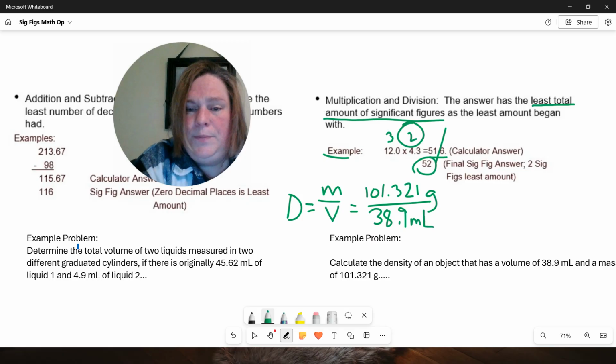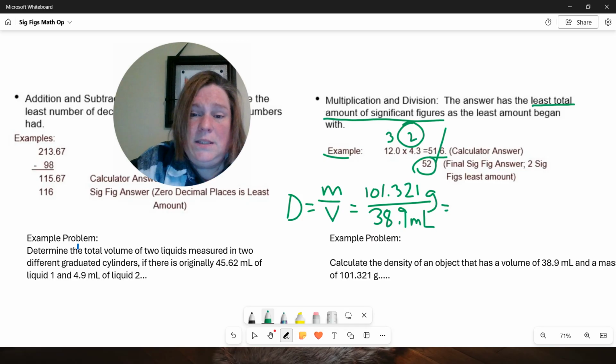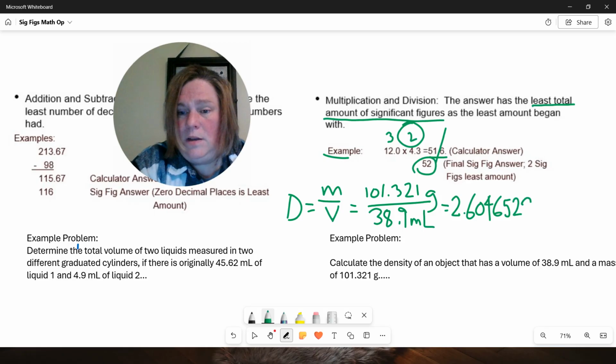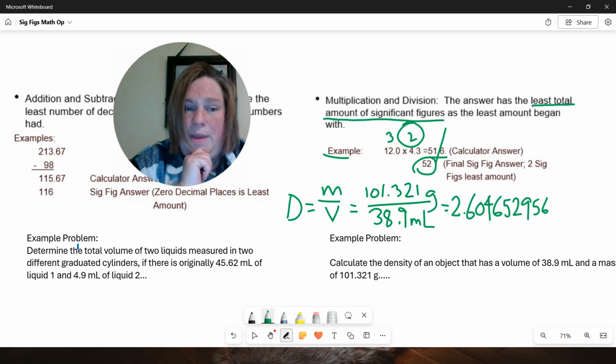38.9 milliliters. Now, if you remember, I told you the reason we're rounding is because we have to carry that degree of accuracy through. When I put this into my calculator, it fills up the entire screen with 10 digits, and I'm going to write all 10 here, but we're not going to keep them because we know that we need to follow our significant figure rules for adding and subtracting, multiplying, and dividing. So this is the answer that is given to me on the calculator.